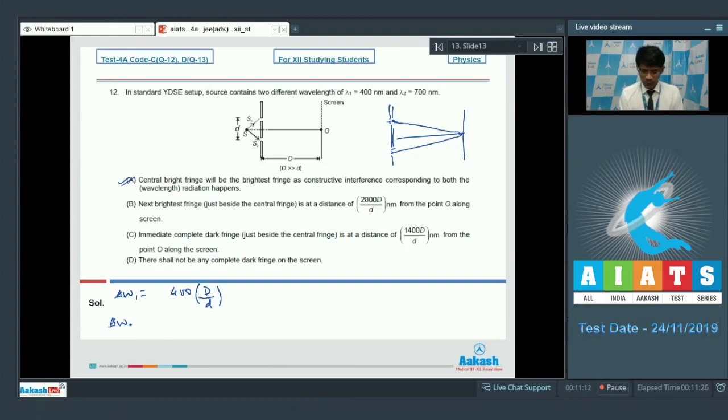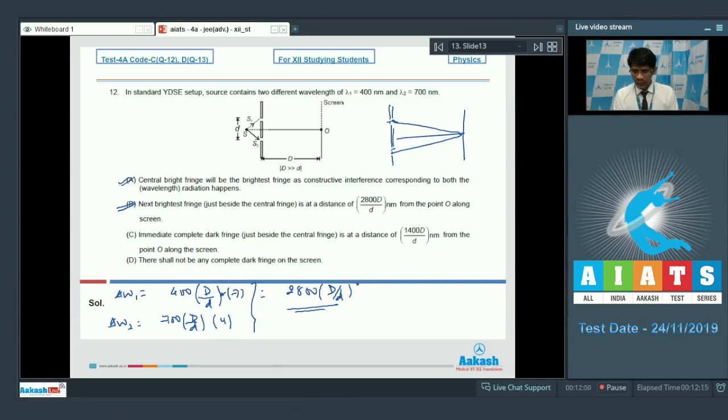And for the second one, it would be how much? It is 700 capital D divided by small d. Looking at these two, clearly every integral multiple of this one will give us the brightest fringe corresponding to lambda 1, and for this one it is for lambda 2. We clearly see that the seventh multiple of this one and the fourth multiple of this one will give us a point that is common to both of these maxima. That happens to be how much? It is coming out to be 2800 capital D divided by small d. So clearly this one just beside the central maxima will be the brightest fringe. So option B is the correct answer.